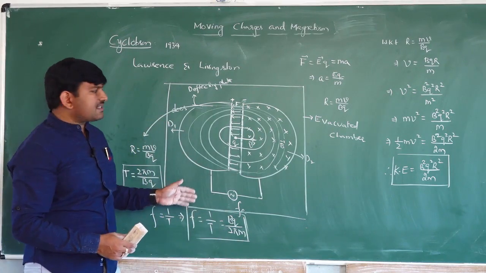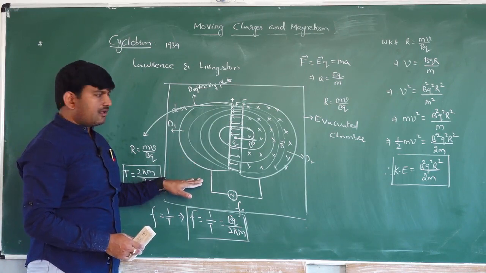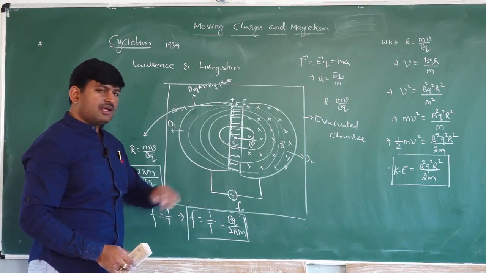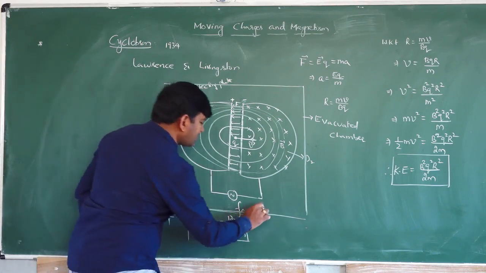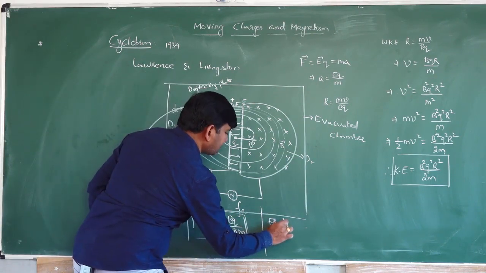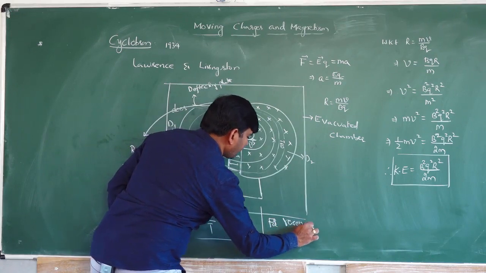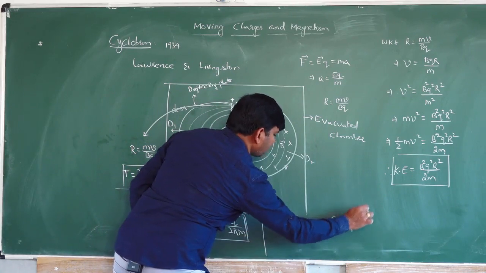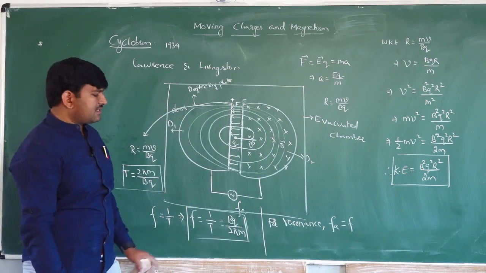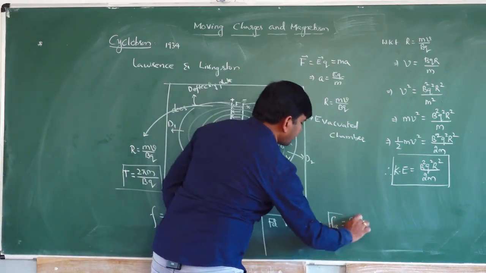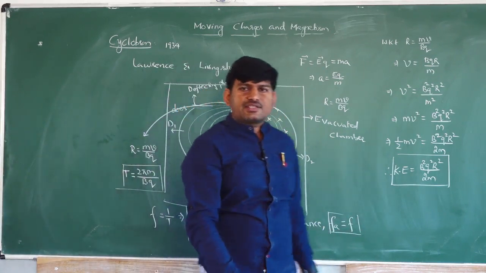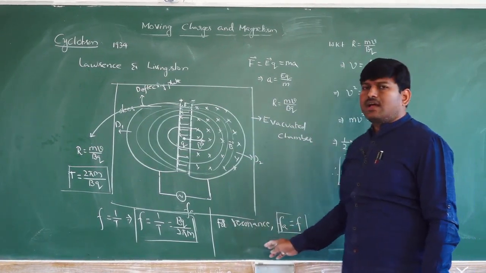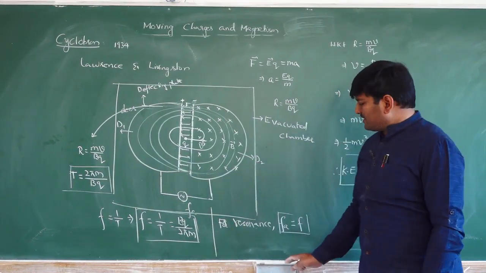Now, I will say that the cyclotron will be under resonance whenever the frequency of revolution of the charged particle is equal to the applied frequency. For resonance, what is the condition? The applied frequency of the oscillator will be equal to the frequency of the charged particle. This is the condition for resonance. What is meant by resonance? At resonance, the energy will be maximum. Here it means the radius of that path will be maximum.